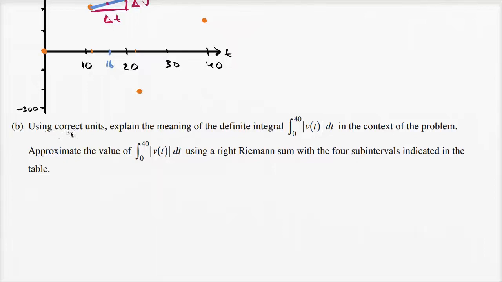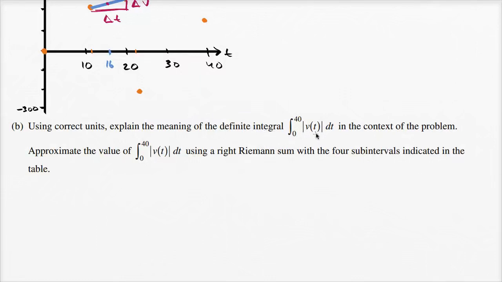Part B, using correct units, explain the meaning of the definite integral from t equals 0 to t equals 40 of the absolute value of v of t dt in the context of the problem. Approximate the value of that integral using a right Riemann sum with the 4 subintervals indicated in the table. All right, so let's first tackle the first part. What's the meaning of this definite integral?